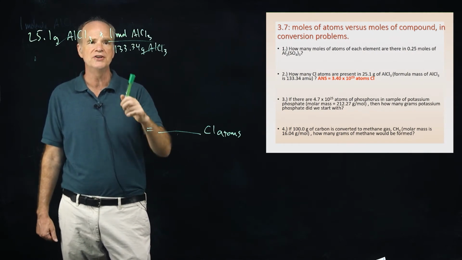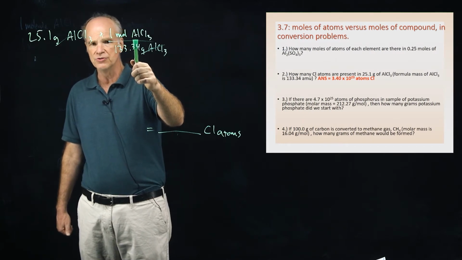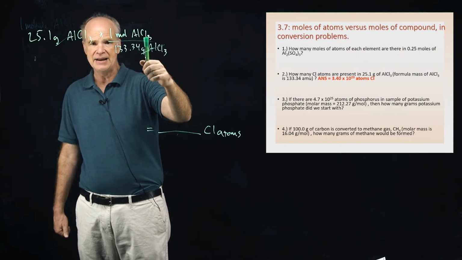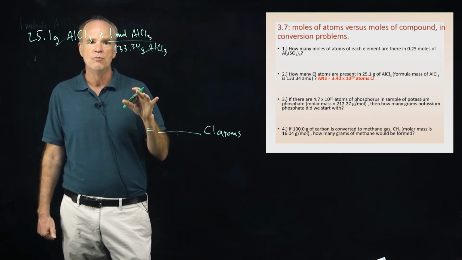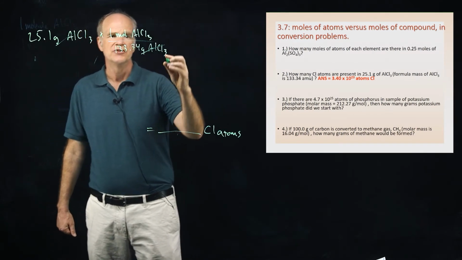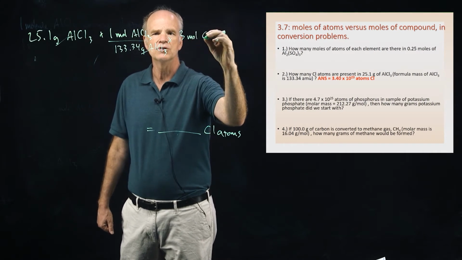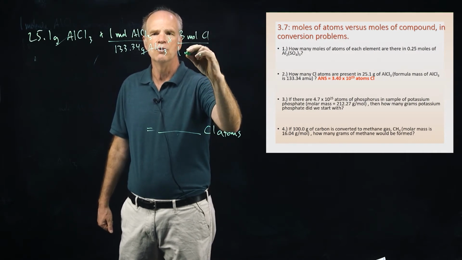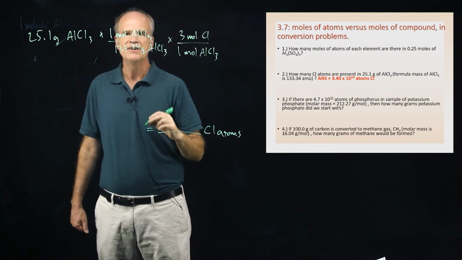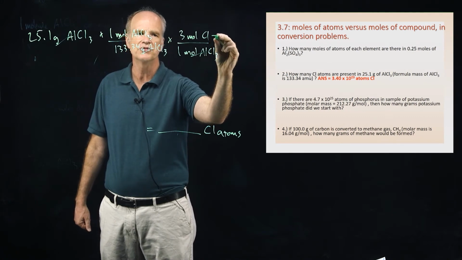So what you can see just looking at the formula is that for every 1 molecule of aluminum chloride you have 3 chlorine atoms. That means for every 1 mole of aluminum chloride you should have 3 moles of chlorine atoms. So it's going to be times 3 moles of chlorine over 1 mole of aluminum chloride. So where are we at now? The moles of aluminum chloride cancel out. So now we have an answer in moles chlorine.